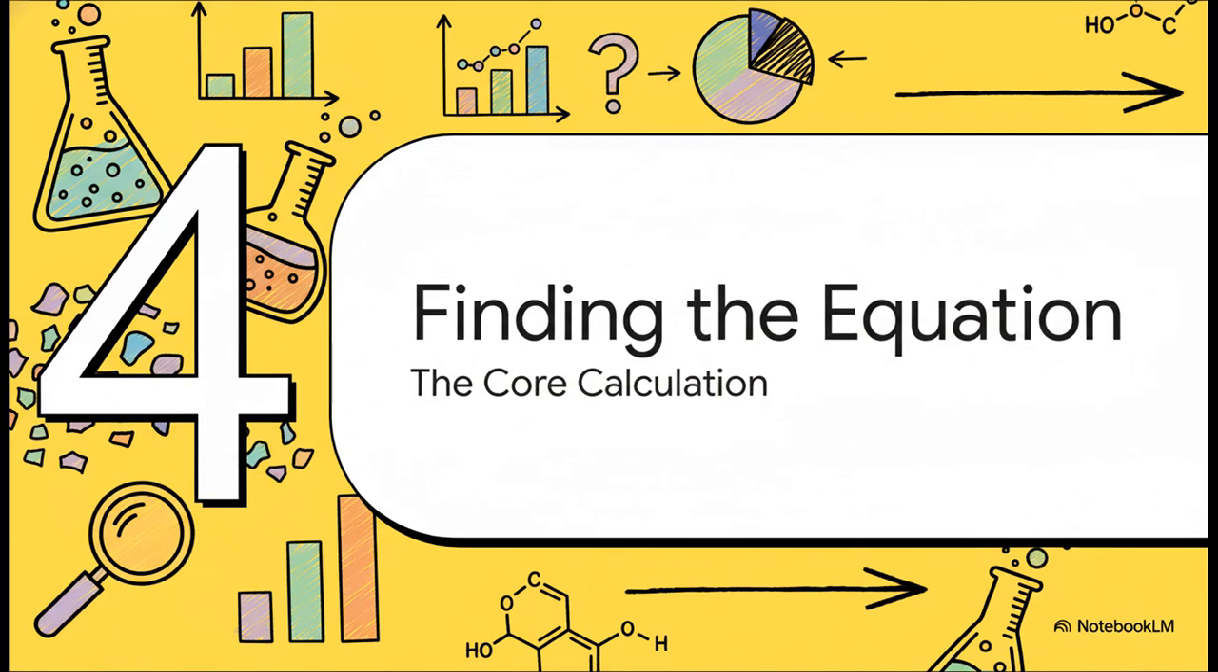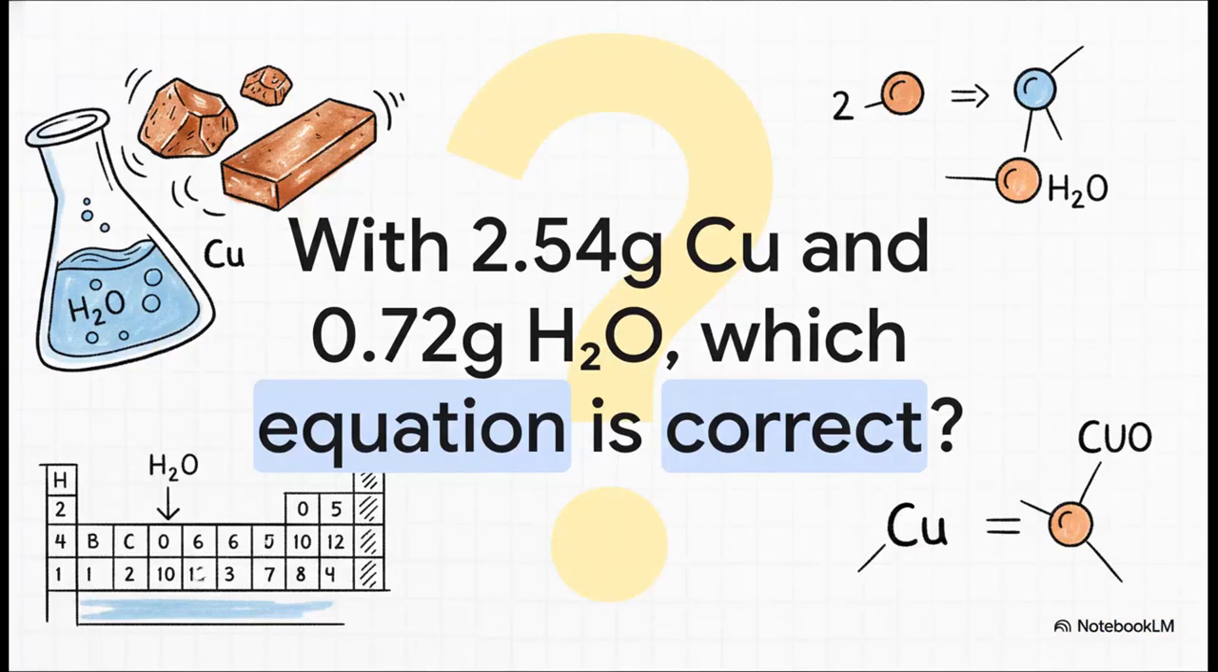All right, and now for the grand finale, the main event. This is where we put everything together. We're going to use a new set of data and some core chemistry ideas to finally solve the big mystery. What was that copper oxide? So, the question gives us some fresh numbers from a different run of the experiment. This time, they made 2.54 grams of copper and 0.72 grams of water. Our challenge is to use these numbers and our trusty periodic table to choose between two possible equations. Was the original stuff Cu2O or was it CuO?